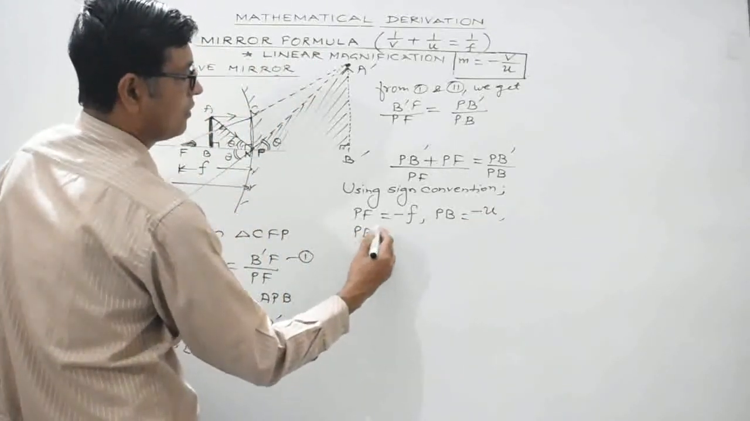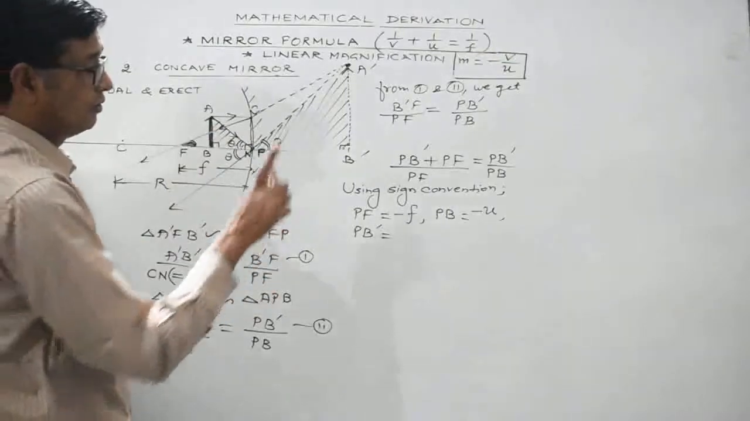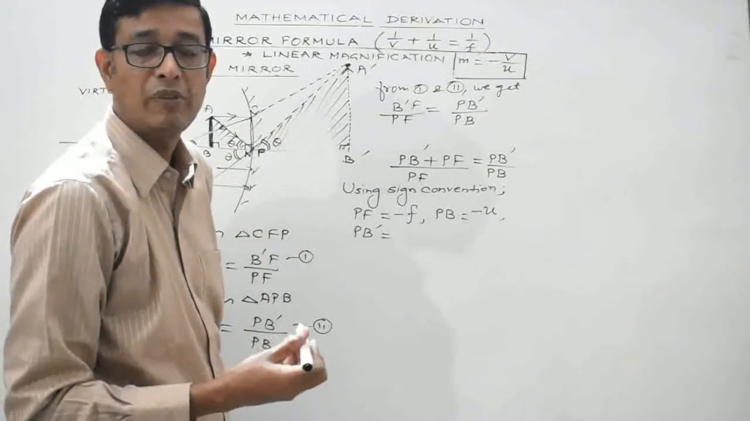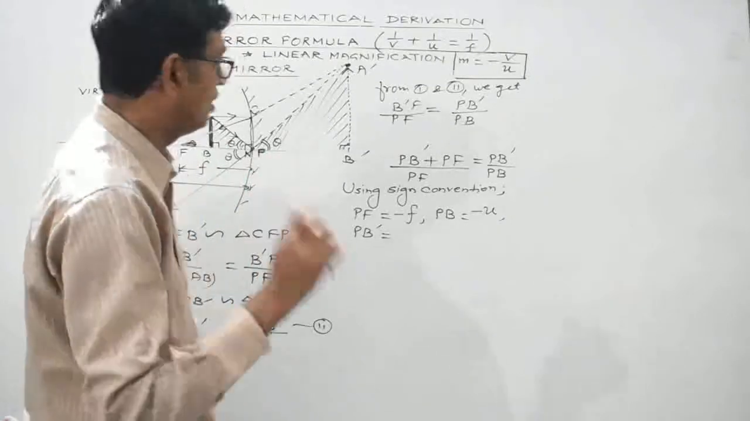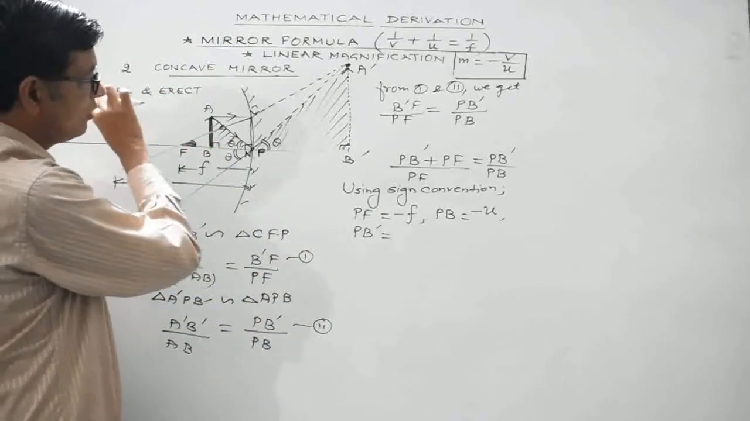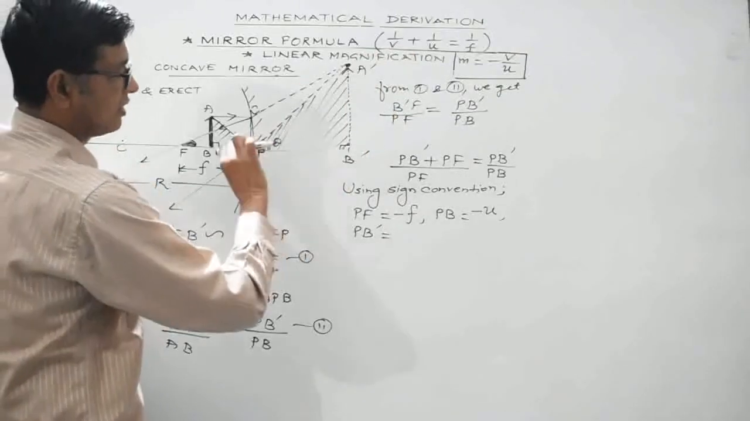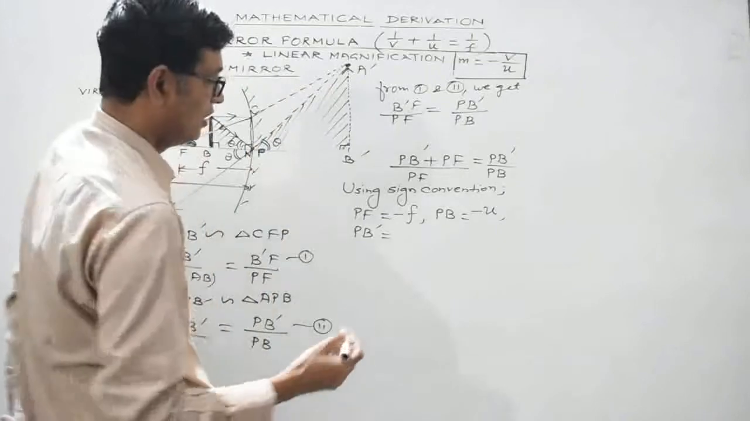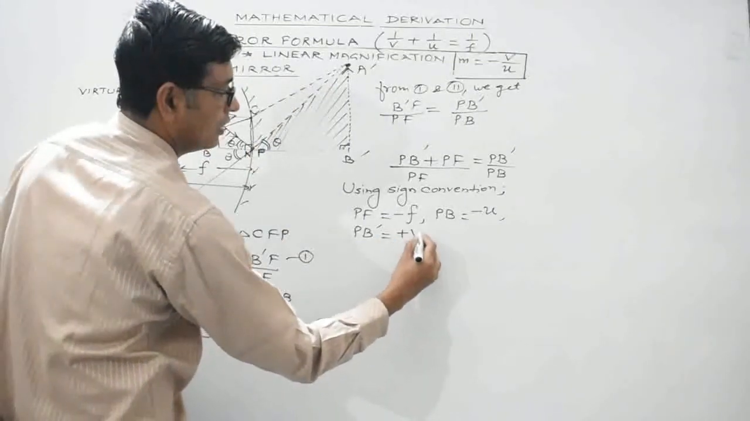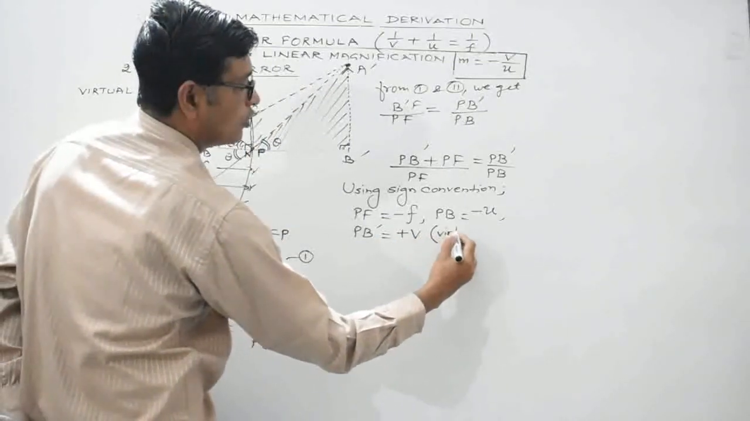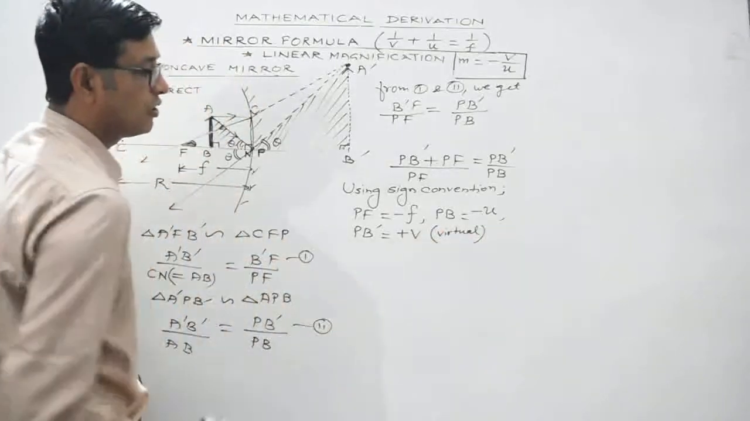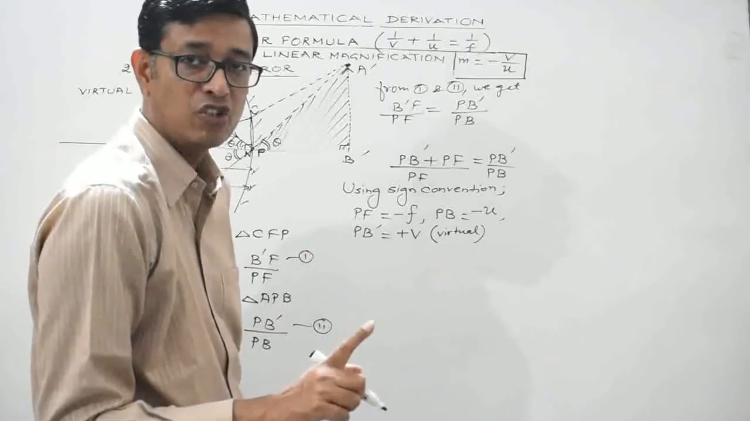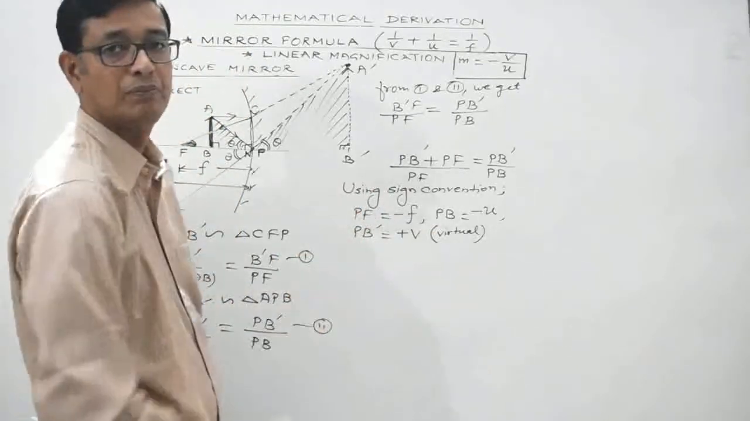PB dash. Now look, this is the virtual image, and the distance of the virtual image is always positive. Why? Because the incident ray is traveling from left to right. PB dash is again measured from left to right. So both are measured along the same direction. So it is positive, plus V. The image being virtual. For a real image, the distance of the image is to be taken as negative. For a virtual image, in case of a mirror, it is to be taken as positive.